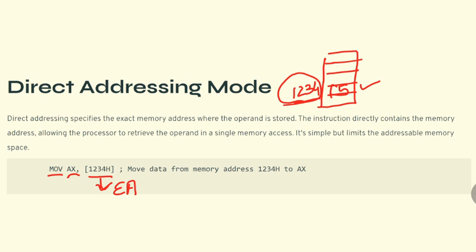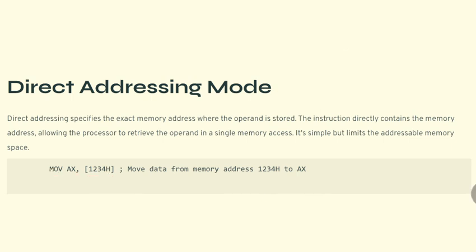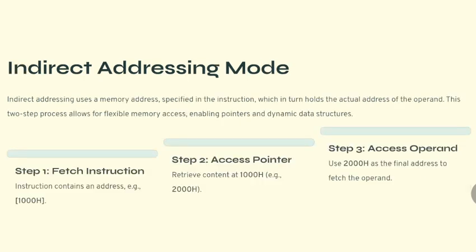So it will move the data 15 into the register ax, right? That is very simple, and that's your direct addressing mode. Now next we have indirect addressing mode. As its name suggests, it's not direct, so we are not directly having the effective memory address.